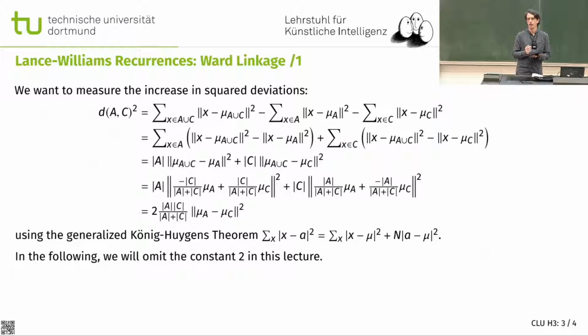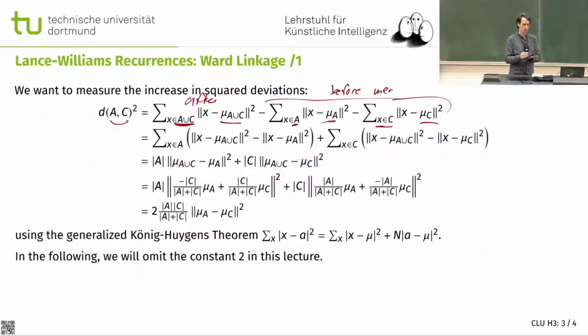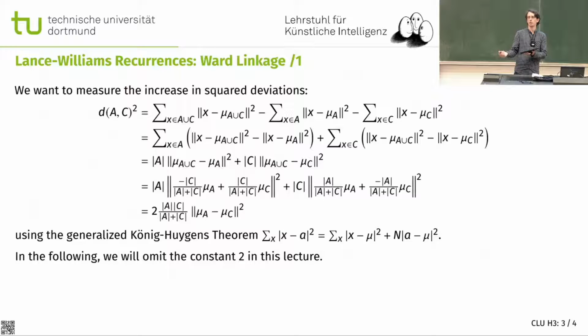And I can write this down. So I want to look at the merging cost of A and C. That is the deviation of every point in both of them from the common mean, minus if I had A and if I had C separate. So that's like the after, and this is the before the merge. So that is a good starting point if I want to measure the increase in sum of squares. Sum of squares afterwards minus sum of squares before. Makes sense. Now I can transform these. And that's where it gets interesting.